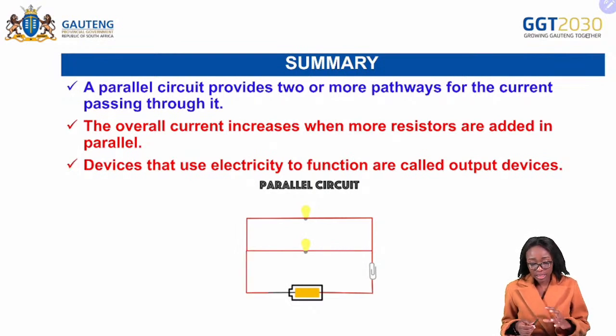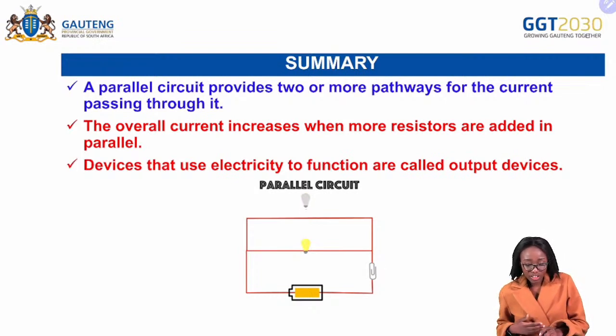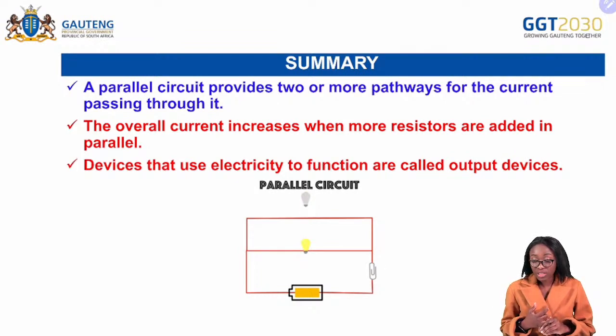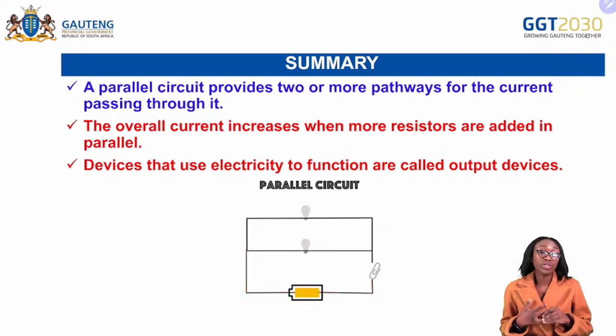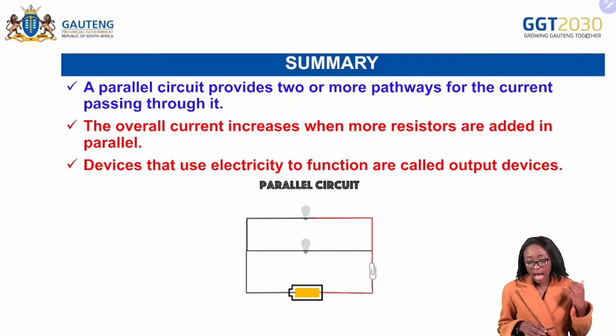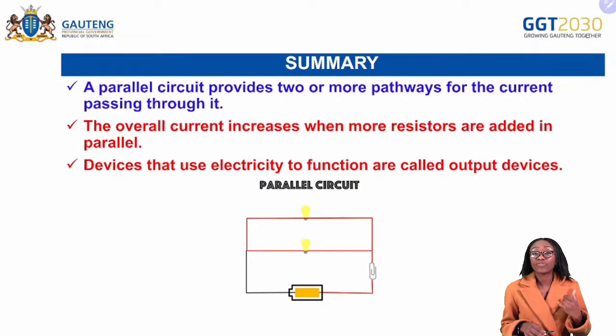Right, so now let's look at the parallel circuit once again. So this is a parallel circuit. So now we have alternative pathways. We have alternative pathways in our parallel circuit. That's one thing you should remember. And removing one component from the parallel circuit doesn't affect the functioning of the other components.